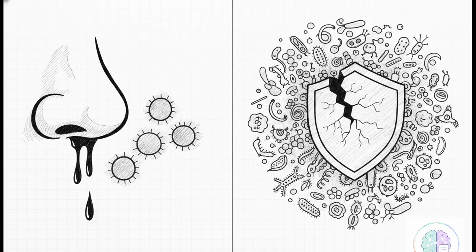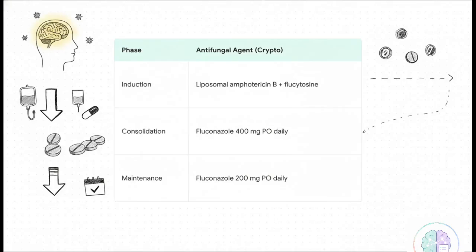Tuberculosis, HIV, aseptic meningitis, and Listeria monocytogenes. Cryptococcal meningitis is a massive threat for those immunocompromised patients, so let's break down the exact multi-phase treatment protocol. It's a marathon, not a sprint. First is the induction phase, lasting at least 2 weeks.